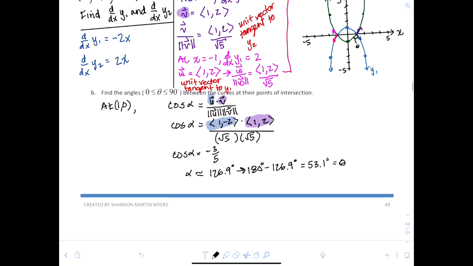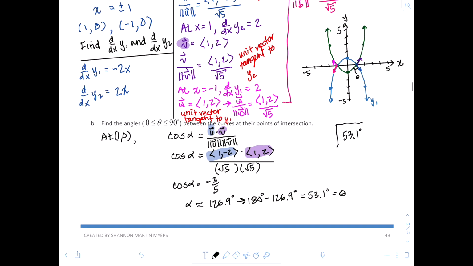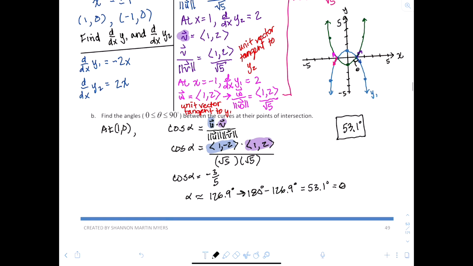So we basically found the angle between, and they're symmetric, right? So the angle between the other two are going to be the same. Groovy? All right, so here we go.